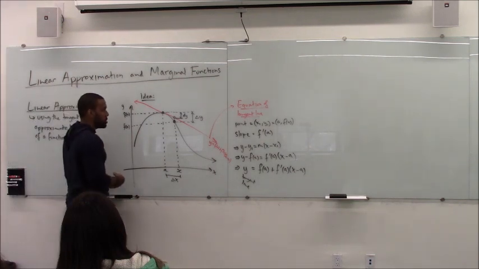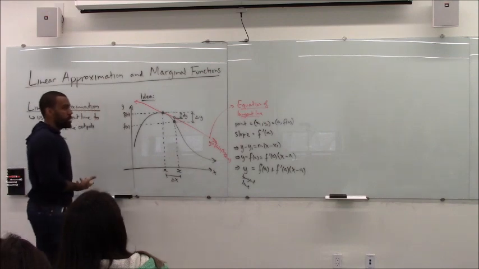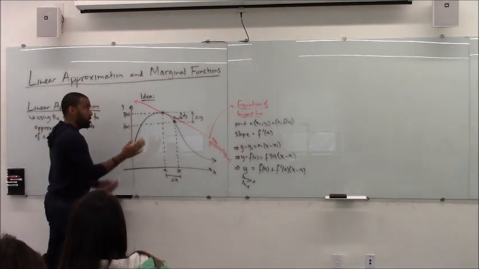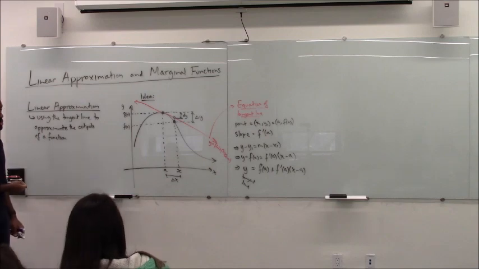So what I can use then is I can use dy to approximate the delta y, because when these two guys are close, those two guys are almost the same thing. The difference between the two is going to be very small.